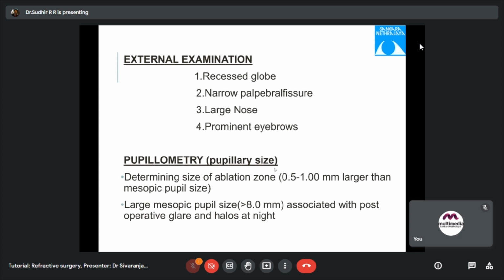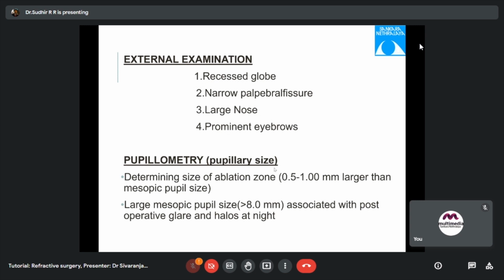So I will end the class by telling how I counsel the patient. Based on all these things, I'll just take 2 minutes. Imagine you are the patient and I'll be counseling you. These are things which the patient should understand before going ahead with the procedure. So we have to talk about the pupil size also.